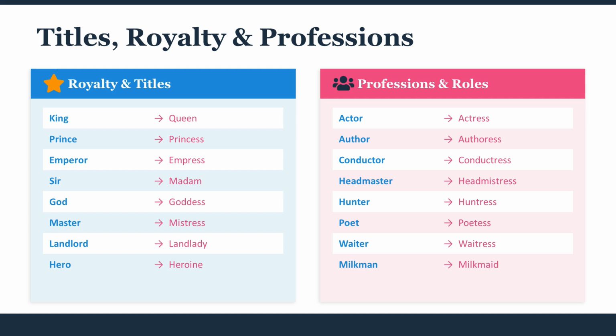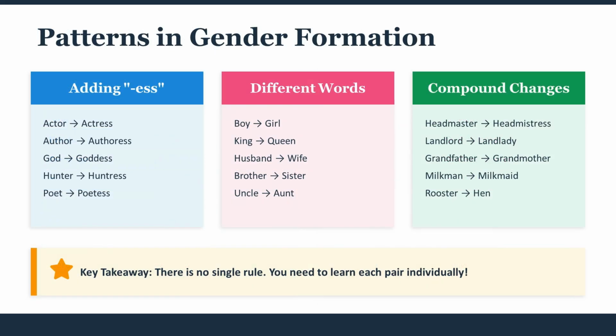Now looking at professions and roles. Actor becomes actress. Author becomes authoress. Conductor becomes conductress. Headmaster becomes headmistress. Hunter becomes huntress. Poet becomes poetess. Waiter becomes waitress. And milkman becomes milkmaid. Did you notice a pattern here? Many feminine forms of professions are created by adding suffixes like ess or ine, or changing the ending of the word. Now, let us talk about the patterns we see in how feminine nouns are formed from masculine nouns.